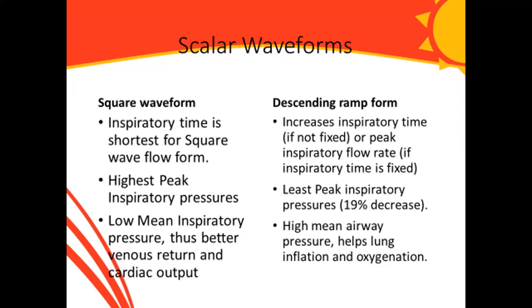For the descending ramp, if it's not fixed, the inspiratory time is increased until it gets a peak inspiratory flow. Then it gives you the least peak inspiratory pressure. So for patients in whom you don't want barotrauma, such as ARDS patients, you want a descending ramp. Here you are bothered more about oxygenation, because it gives you a high mean airway pressure, which helps lung inflation and oxygenation at the end of the day.